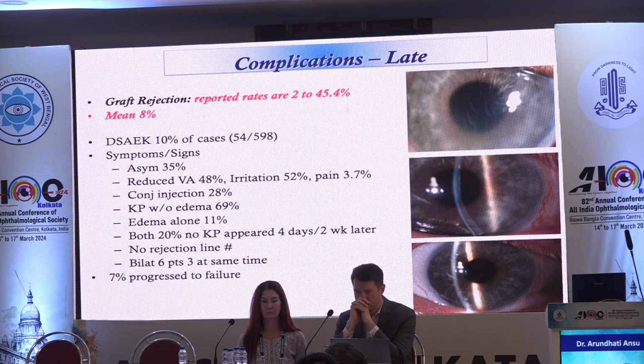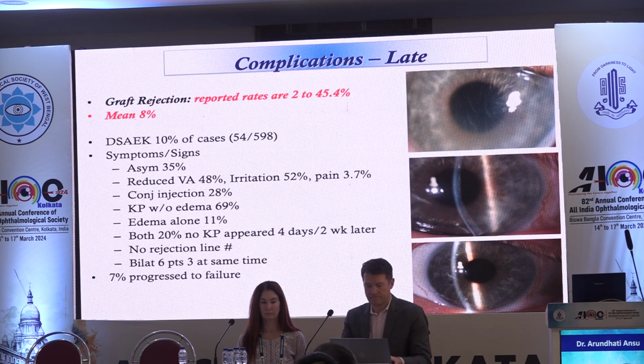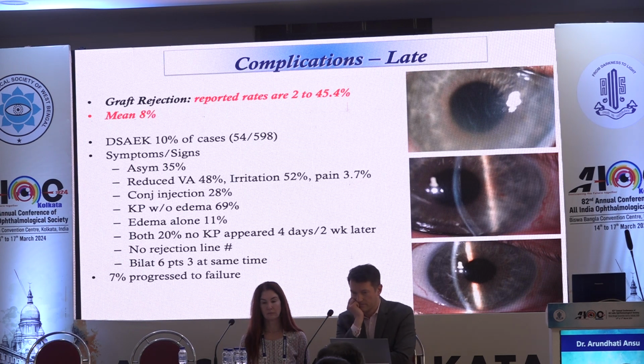What about late complications? Graft rejection, again, has variable reports in the literature, from 2 to 45%. In our series of more than 600 cases, it was about 10% of cases in the early phase. And compared to PK, a lot of these patients can be asymptomatic or have very mild symptoms that may sometimes be mistaken for something innocuous and not a rejection. Not all of them have KPs. They may have a little bit of edema.